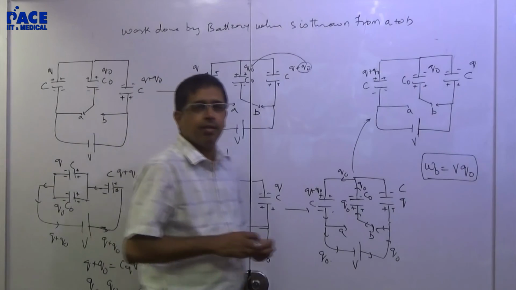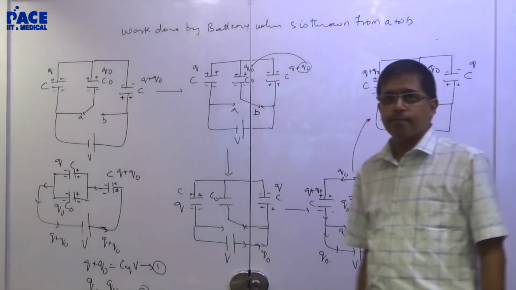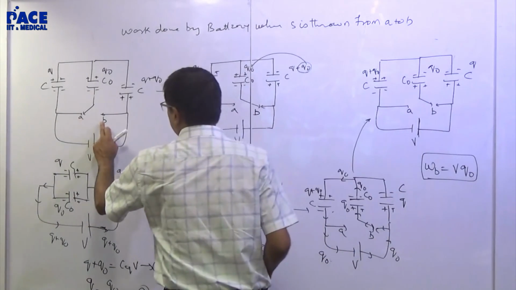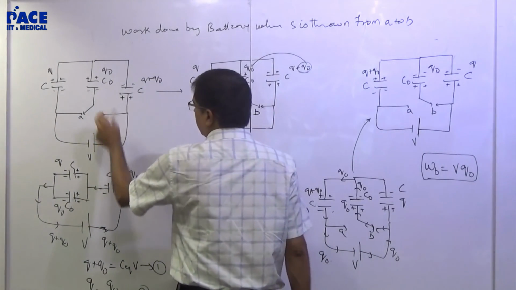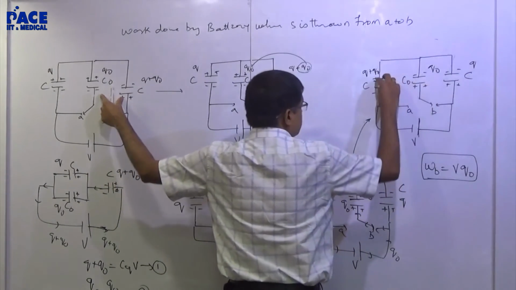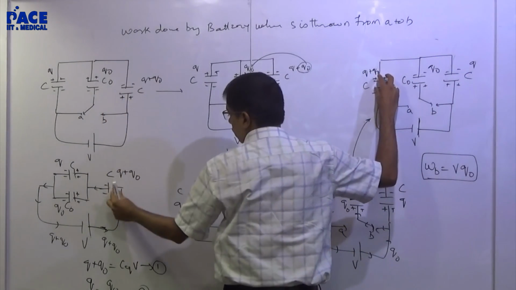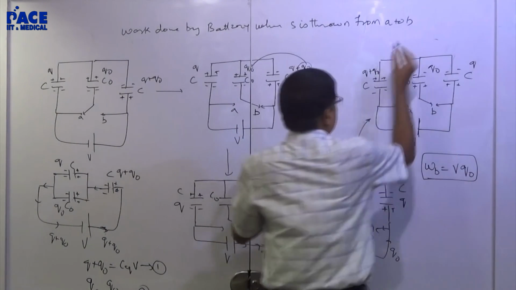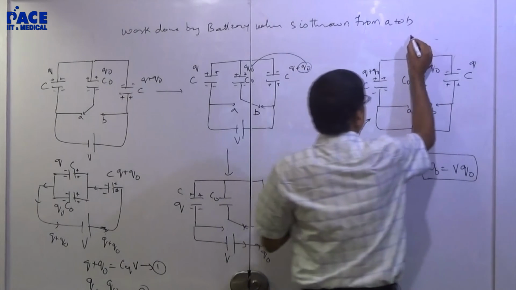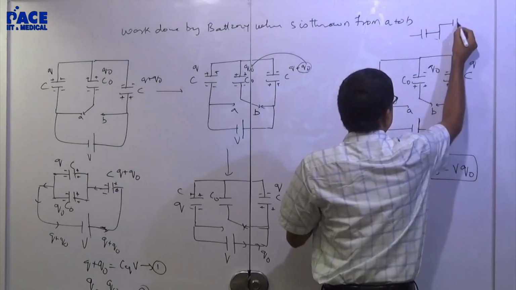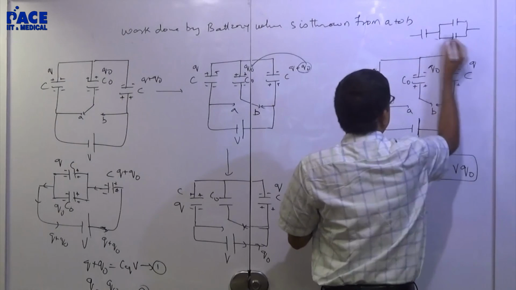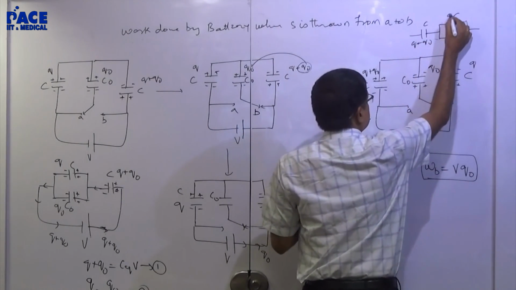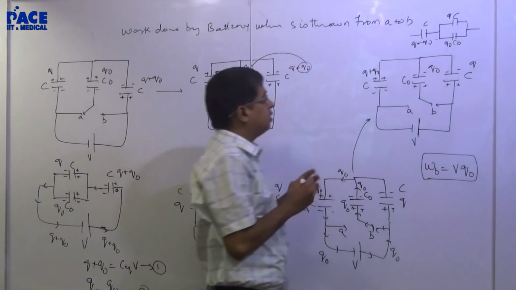Right. Sir, could you just explain how did you get the final diagram initially? When you threw the switch to B, now C and C naught are in parallel, C is in series. So now this Q plus Q naught will come here. Now this circuit will be like this: C, C naught, C and C. Now this will become Q plus Q naught. This will be Q, this will be Q naught. That's what I have shown here.